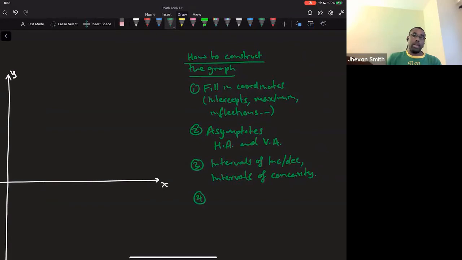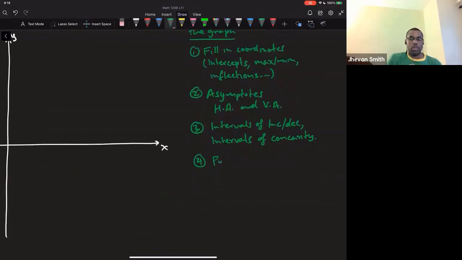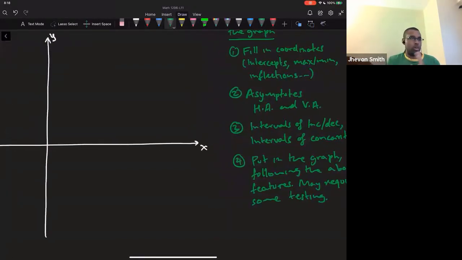Fourth thing, right now I would start to put in the curve. Following the above features may require some testing, which I'm going to show you what the testing would look like, to know that you're drawing the graph correctly.